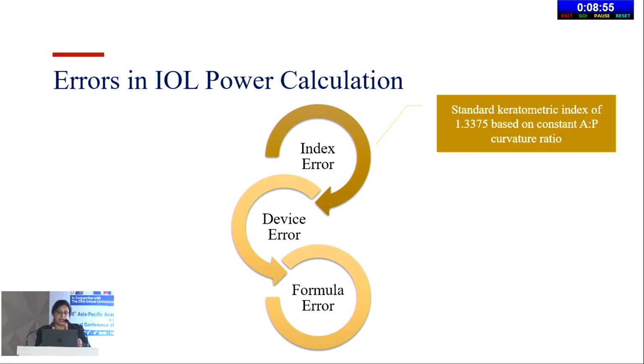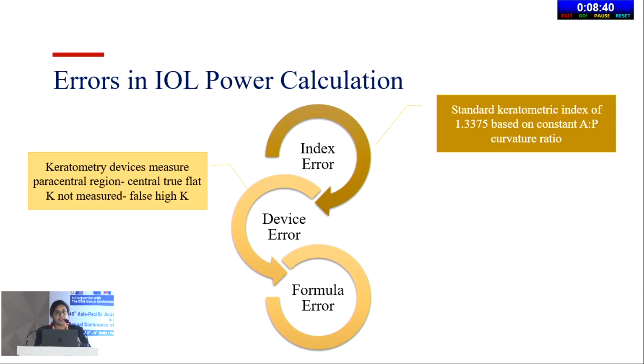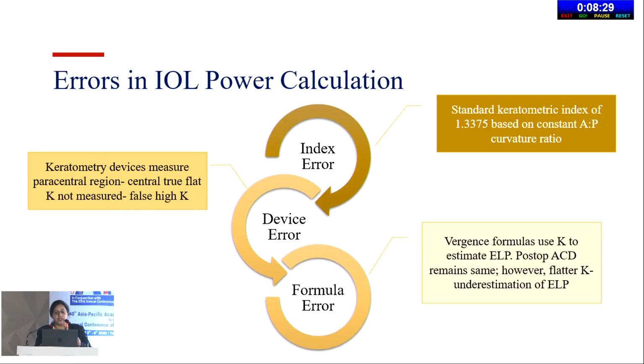One is the refractive index error, because the standard keratometric index of 1.3375 is based on a constant anterior to posterior ratio. So once you have anterior curvature flattening, this ratio no longer holds true. Device error: the keratometry devices measure the paracentral region, 3 to 4 mm, and the central true flat K is not measured, so you get a false high keratometry. Formula error: the vergence formulas use keratometry to estimate the effective lens position. Postoperative anterior chamber depth after these corneal ablative procedures remains the same. However, the flatter K leads to an underestimation of the effective lens position.